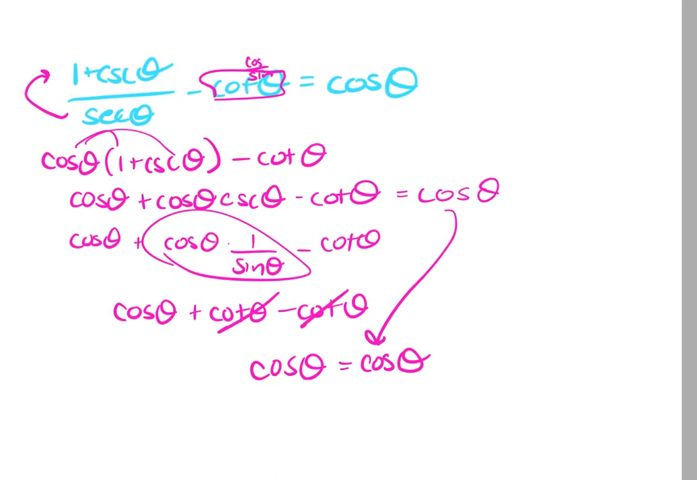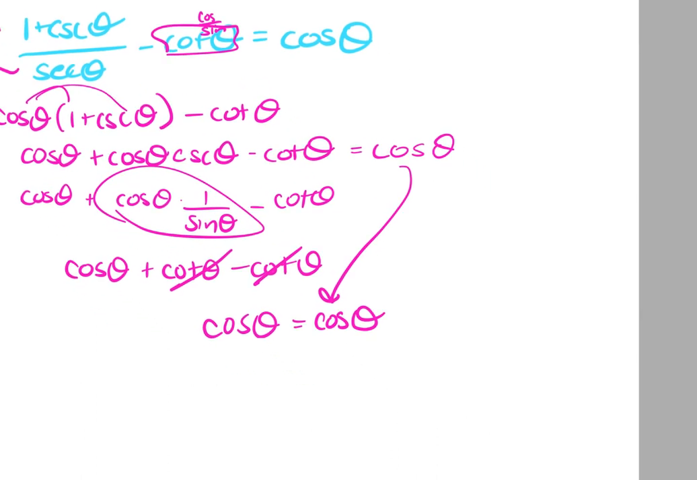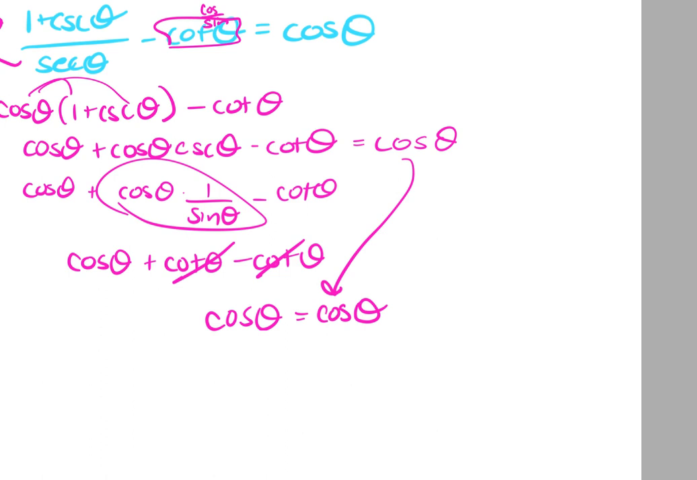Because cosecant is cosine over sine, could you have made which one? Cosine or cotangent, you mean? So cotangent would be cosine over sine, yes. And then cosecant over secant, yeah, you could do that. I don't know that that helps, but you can do that.